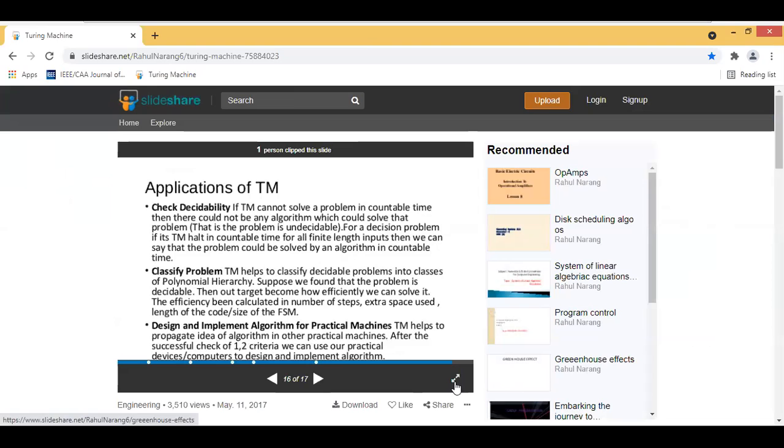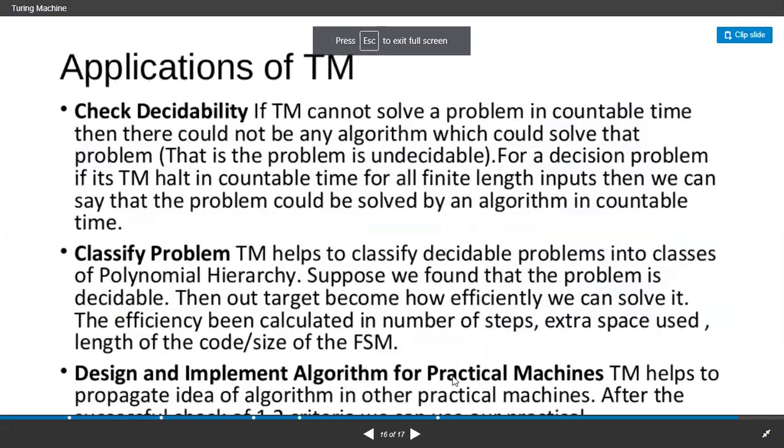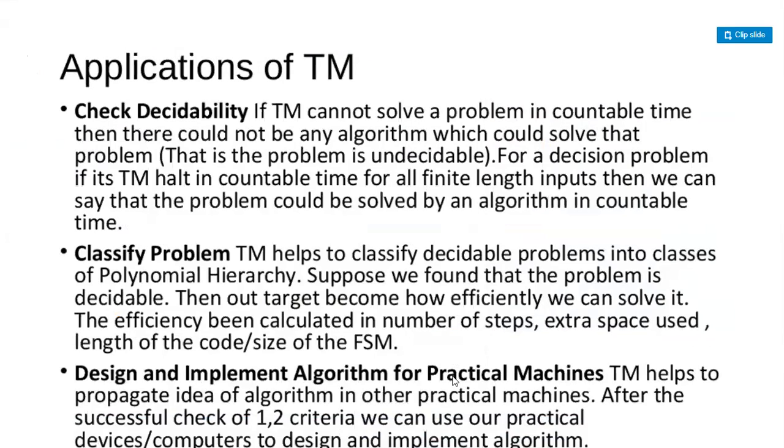So these are the three most important applications of the Turing machines. How the Turing machine can be helpful to check decidability, to classify the problems, and to design and implement the algorithms for the practical machines, right? Make a note of these three important applications of the Turing machines.